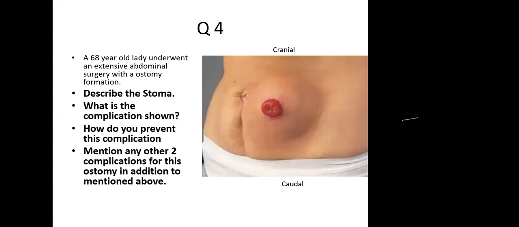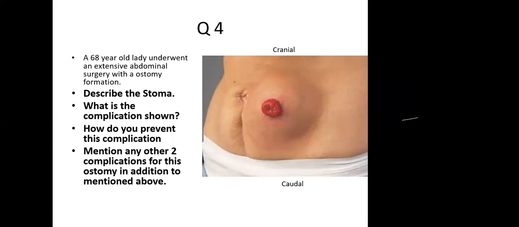Now, talk of complications. To begin with, can you mention any common complications? One you have mentioned is a hernia. There are four complications that can occur in the stoma, and you have a question also: mention any other two complications in this ostomy in addition to the above. It can retract, it can prolapse, there can be necrosis of the bowel.